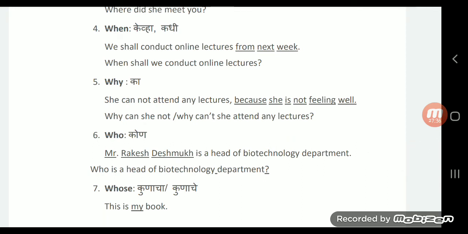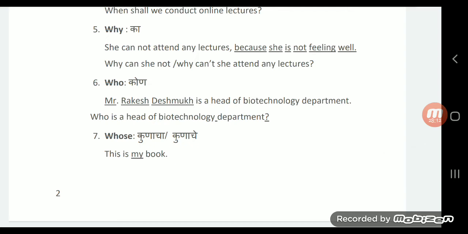ओके, देन why, का. She cannot attend any lectures because she is not feeling well. सो सिम्पली, Why can she not or why can't she attend any lectures? हां, जिथे ऑक्झिलरी आहे तिथे ती आहे तीच तुम्ही यूज करणार. When it is not there, then simply do, does or did. प्रेझेंट टेन्स असेल तर डू, डज, आणि पास्ट असेल तर डिड. एवढं क्लिअर ठेवा, देन यू विल बी एबल टू सॉल्व दिस काइंड ऑफ क्वेश्चन्स. इट इज व्हेरी इझी वन्स यू प्रॅक्टिस इट. हे महत्त्वाचं आहे त्यात.